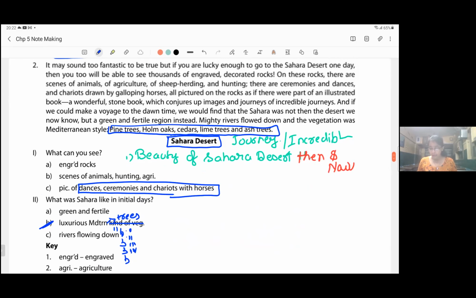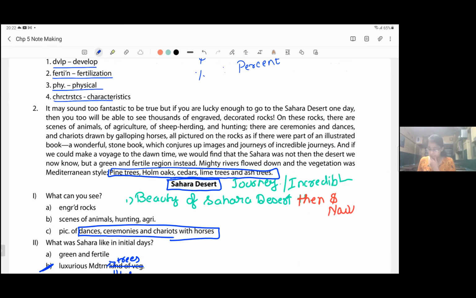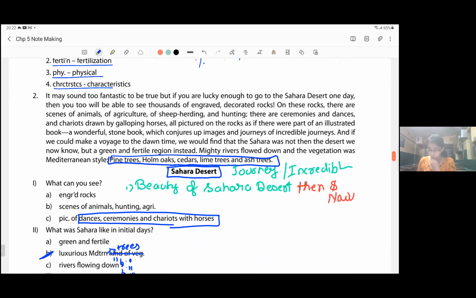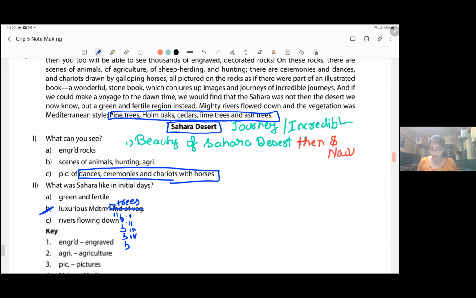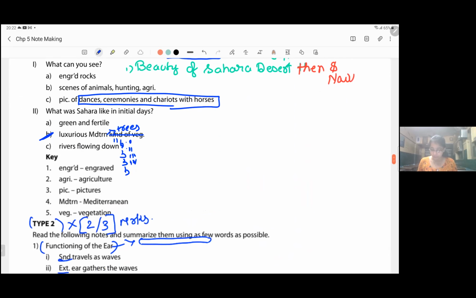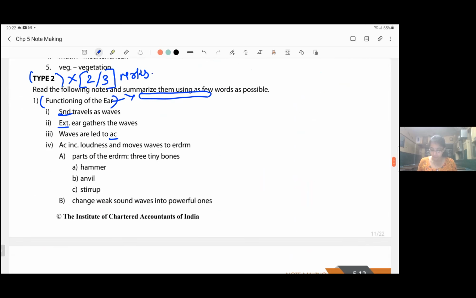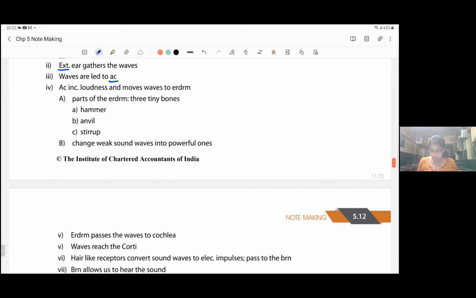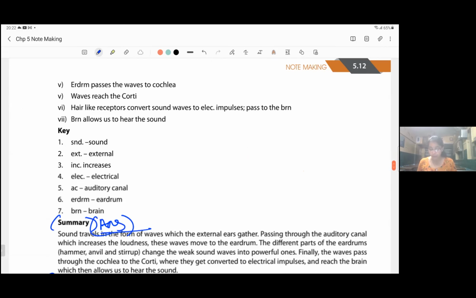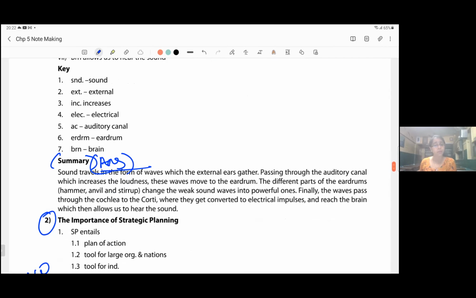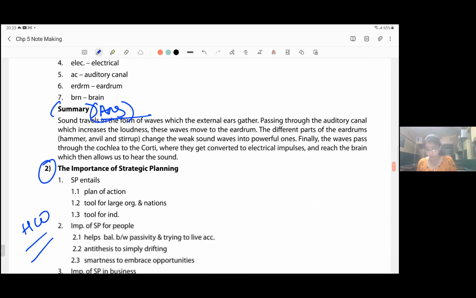Next is again the example of the Sahara Desert. Just go through it. I am not going very deeply because we are going to solve this paragraph further ahead also.